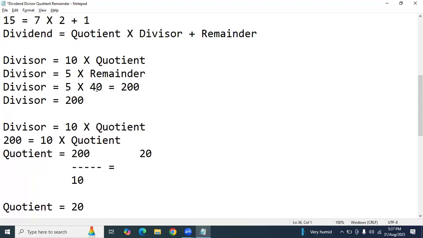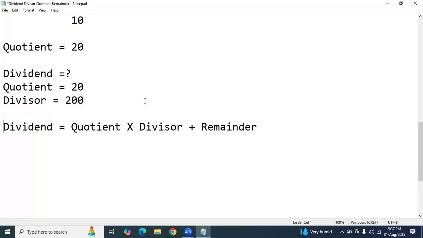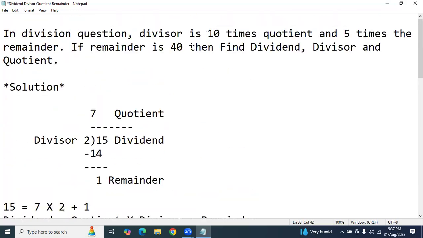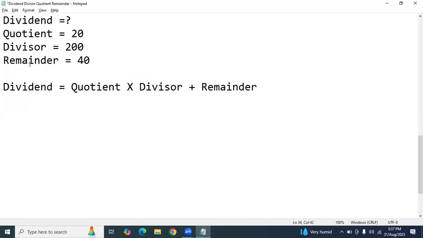We know the divisor, we found it is equal to 200. And what about the remainder? They have already given us in the question that the remainder is 40. So we can write here remainder is equal to 40. Let's put these values and we should get the answer for the dividend. Dividend is equal to quotient 20, divisor 200, remainder 40.